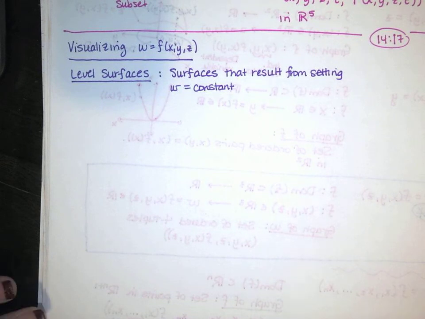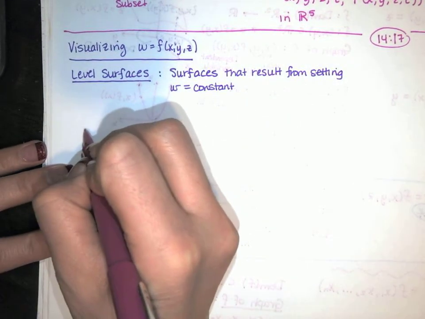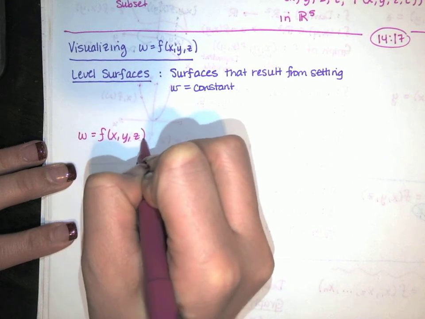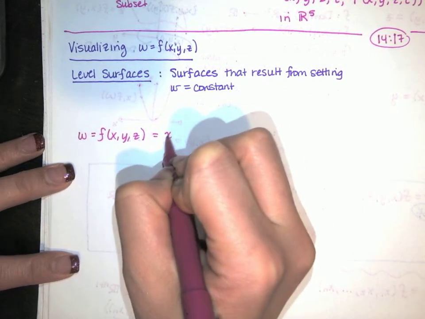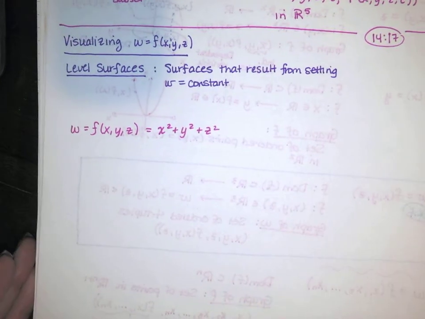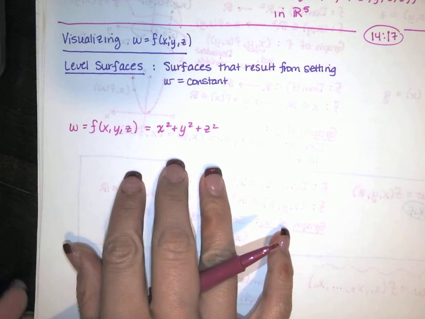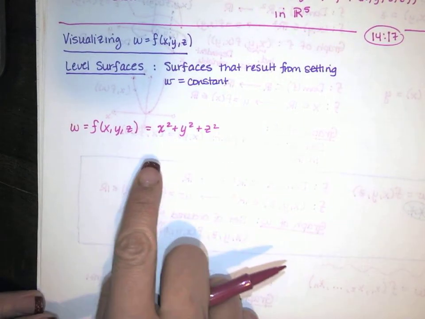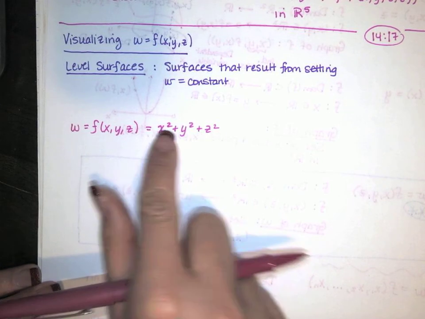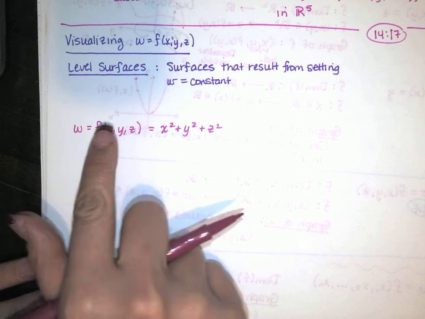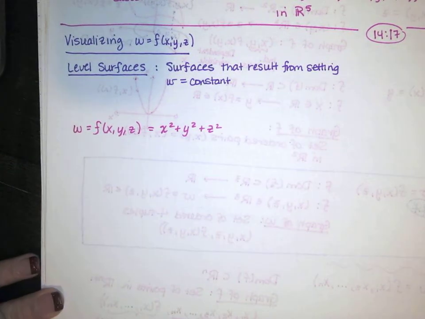So here, let's do a simple example. I think this is probably the most popular example with graphing level surfaces. I have W equals a function of X, Y, and Z, and let's say it's equal to X squared plus Y squared plus Z squared. Now you might recognize that. You might be thinking off the top of your head that's the equation of a sphere, and you'd almost be right. This would be the equation of a sphere provided that W is equal to a constant. So spheres are going to be our level surfaces.